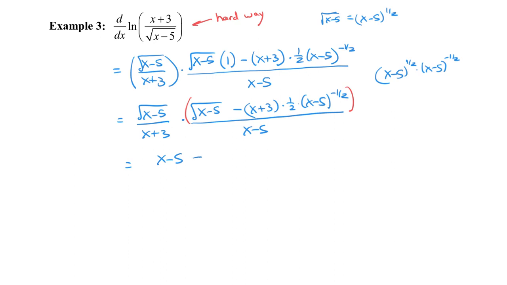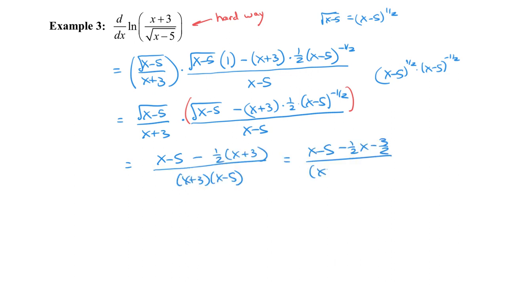So we'll get minus, I'll put the 1/2 in front, times x plus 3, but everything else is gone. Then over here we just have x plus 3 times x minus 5. This gives us x minus 5. I'm going to distribute the negative 1/2. Then we'll get minus 1/2 x minus 3/2 over x plus 3 times x minus 5.